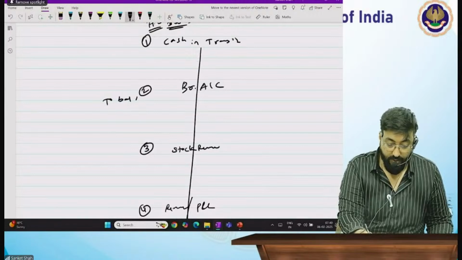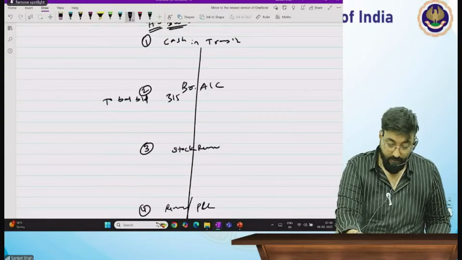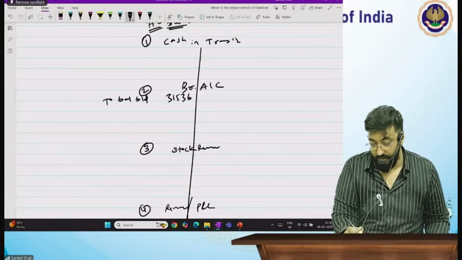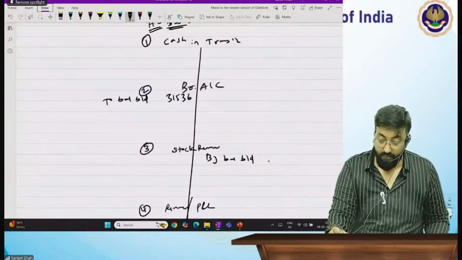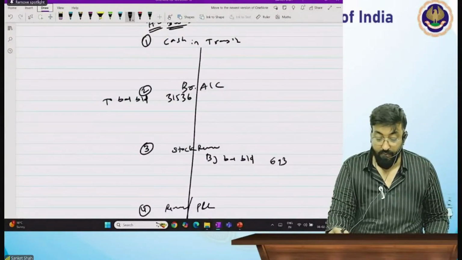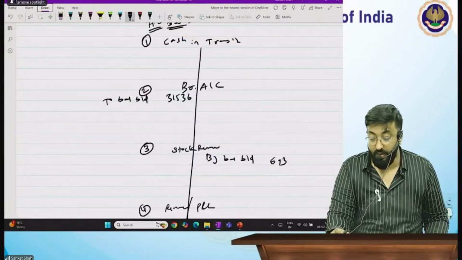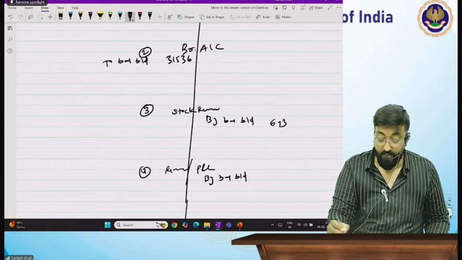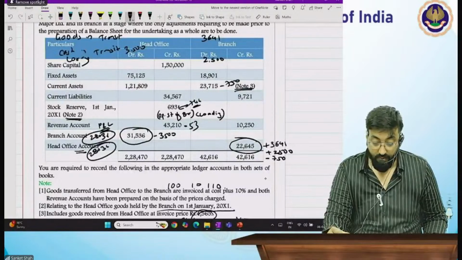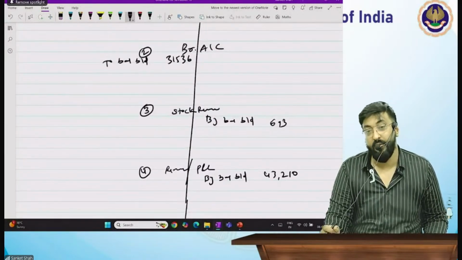Branch account has opening balance, to balance brought down, correct? Yes, sir. So debit balance 31,536. Then stock reserve has credit balance, by balance brought down 692. Then cash in transit, and revenue also has credit balance, no? Yes, sir. By balance brought down 43,210. Correct. In cash in transit, 3,500.